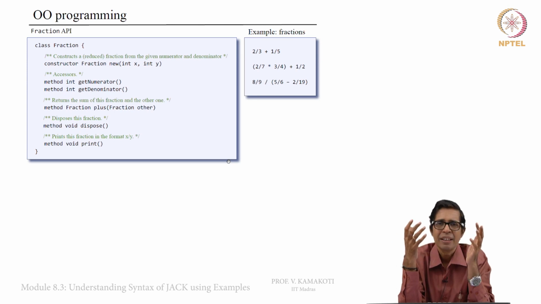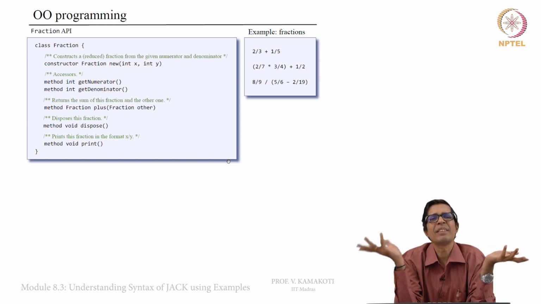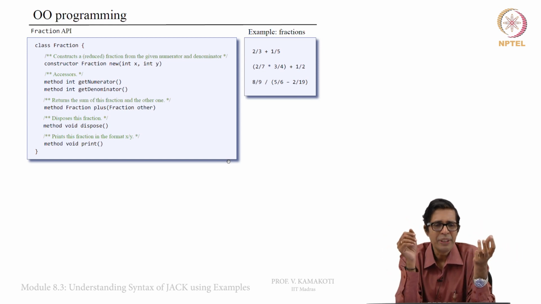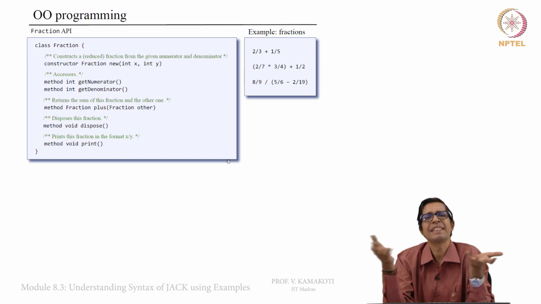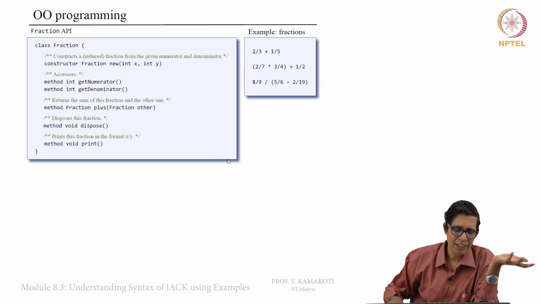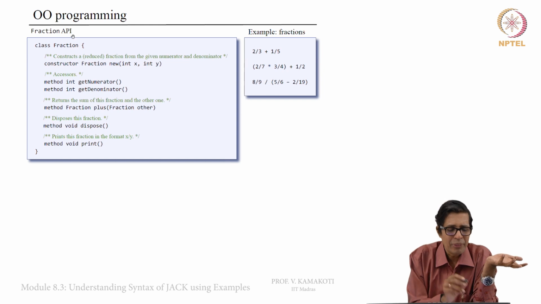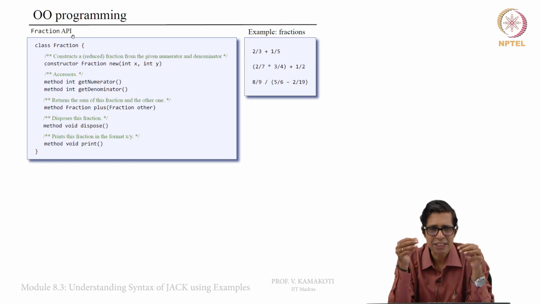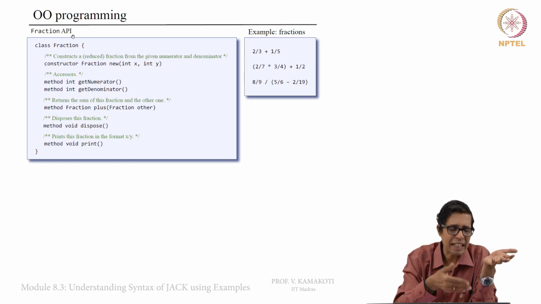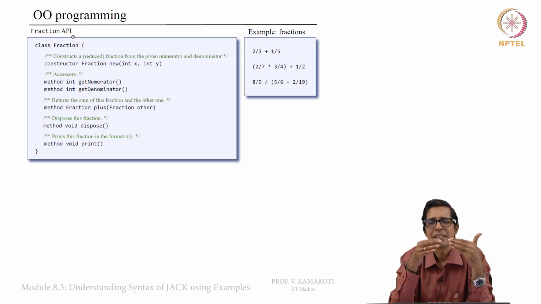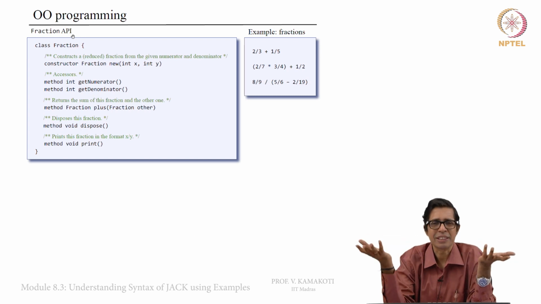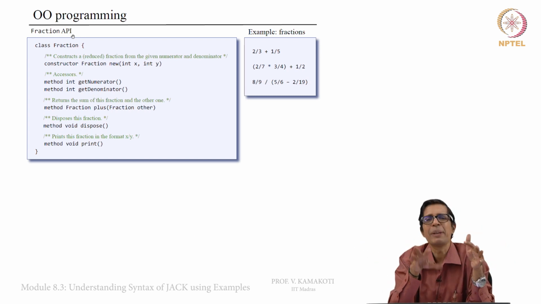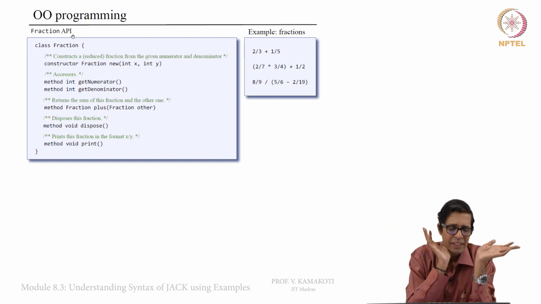So I want to represent several fractions. Now we will have one template for a fraction, which you will instantiate many number of times to create several fractions. Now this is the fraction API. The API stands for Application Programmer Interface. Somebody wants to use fraction, how can they use it? This class that I am describing here tells the application programmer how he can use it. That is why this class is also called an Application Programmer Interface, right.